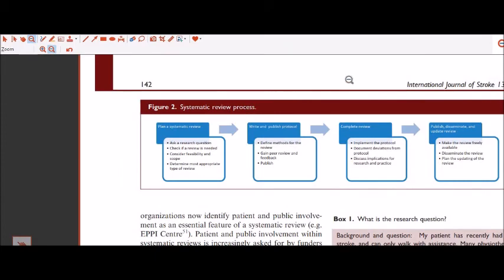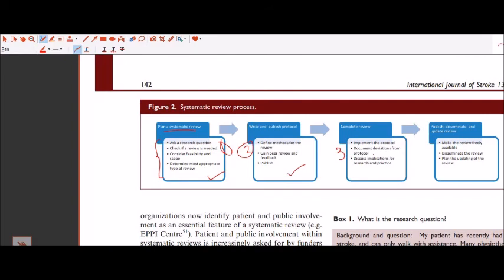COSMIN we have done. Yes, this is the part that I really wanted to discuss, and this is what they are telling you. First, plan a systematic review, ask a research question, check if a review is needed or not. So this is step number 1. Step number 2 is define methods for the review, gain peer review and feedback, publish it. Third is complete the review. Now you understand how many steps there are. So you can do this simply and get your paper published.